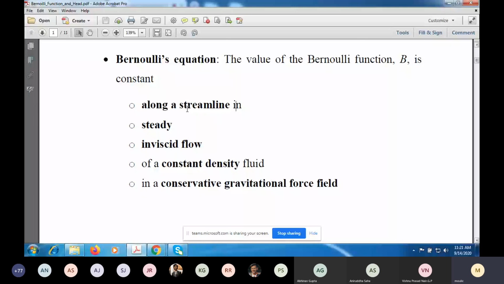The first restriction on Bernoulli's equation, that is actually the most important one, is that the value of the Bernoulli function is a constant only along points which are on the same streamline. So if you move from one streamline to the next streamline, the value of the Bernoulli constant may change. So that is something you have to keep in mind.